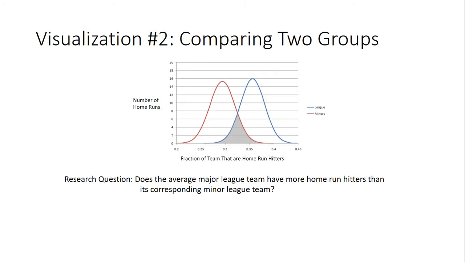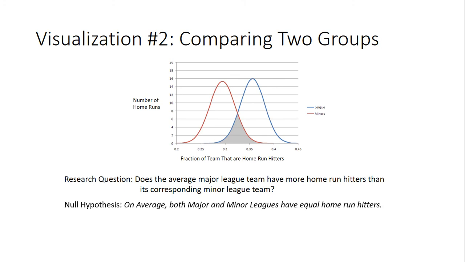Visualization number 2, comparing two groups. In this graph, we are comparing the red group, represented by the red bell curve, which is the minor league, and the blue group, represented by the blue bell curve, which is the major league. And we are comparing number of home runs by fraction of team that are home run hitters. Research question. Does the average major league team have more home run hitters than its corresponding minor league team?